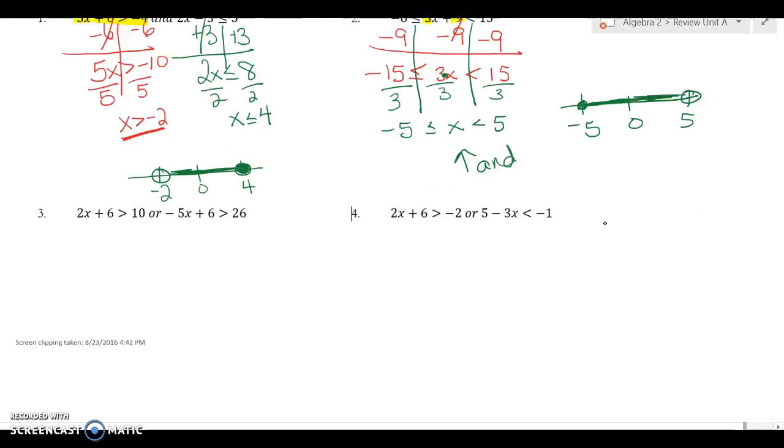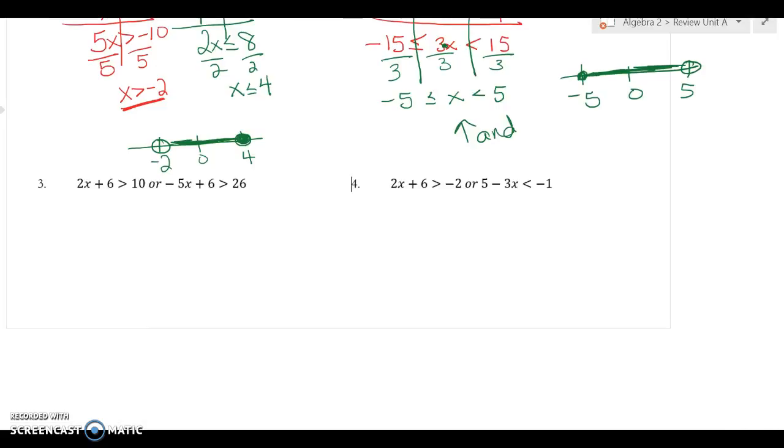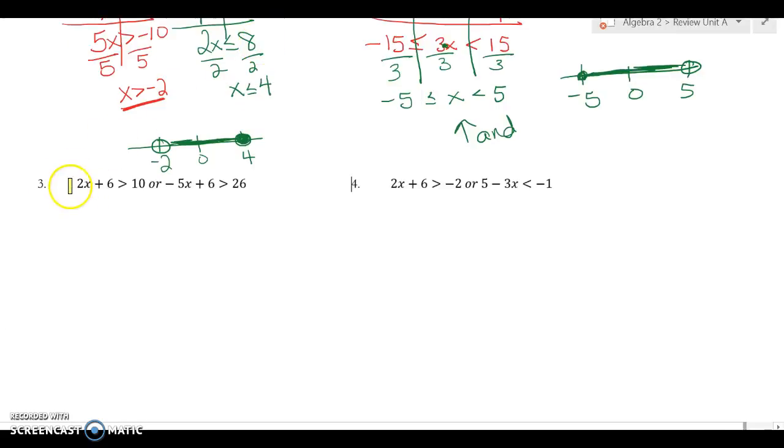All right, when you deal with OR problems, it's similar to AND problems because you're going to just do one at a time. So let's look at this one. I'm going to draw my line down to get rid of a plus 6 and a minus 6. So 2x is greater than 4. And to get rid of a times 2, I'm going to divide by 2, so x is greater than 2. So there's the first answer.